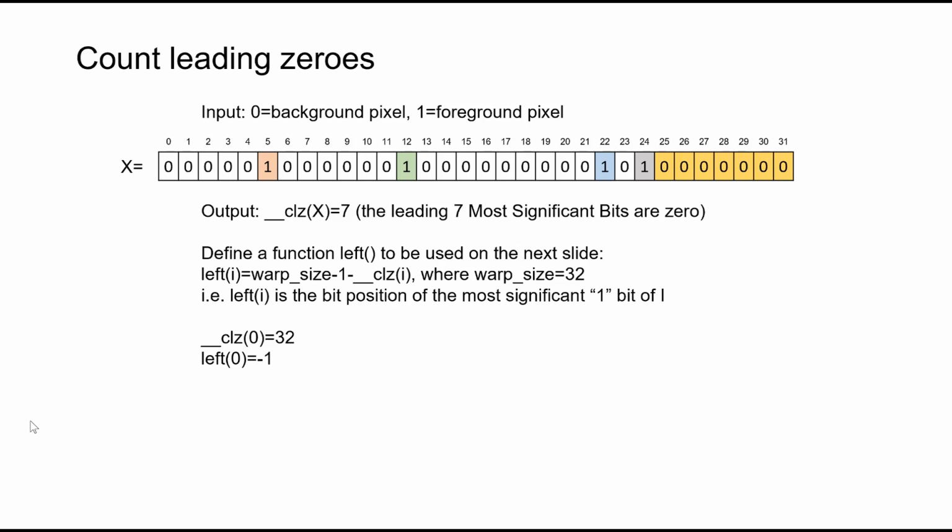Each thread will determine its closest left neighbor. The count leading zeros instruction counts the number of most significant bits that are 0. We can define a function left that will find the index of the most significant 1 bit of an integer. If the input integer is 0, count leading zeros returns 32 and our left function returns -1.